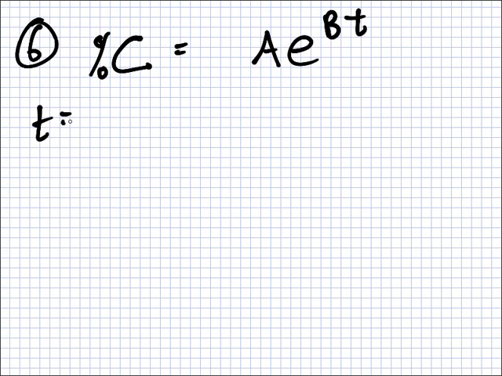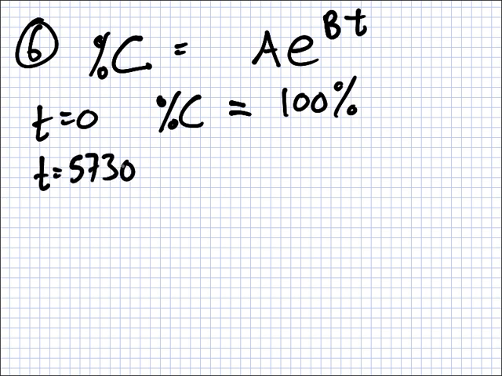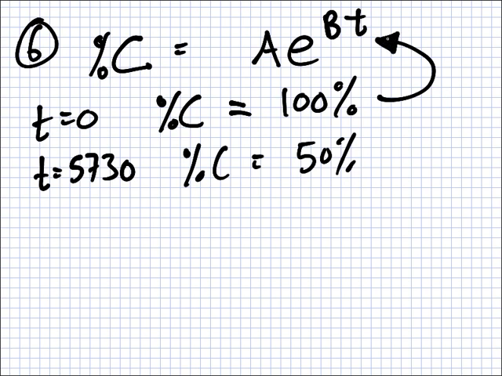So our formula is, I'll write percent C for percent carbon-14, equals A e^(Bt), exponential. When t is zero, what percent of the carbon do we have? We have 100%. And then when t is 5730, what percent of the carbon do we have now? 50%. If I put this in here, I can quickly get the A. What's the A? It's 100, isn't it? Because you get 100% equals A e^0. So the A is 100%.